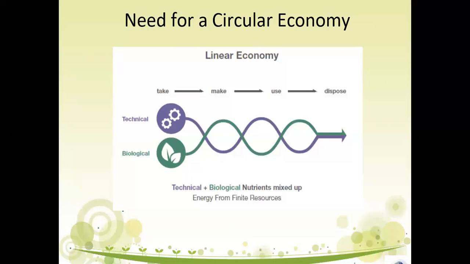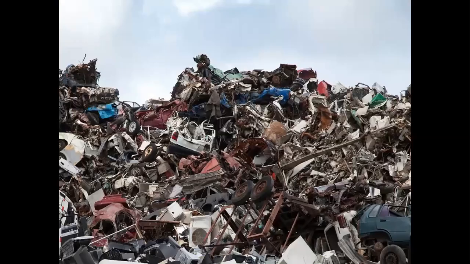So this is what the linear economy is all about currently. You can see you have two cycles, the technical and the biological cycles. We'll talk about that a bit more in detail later. Currently, like I've said, take, make, use, and then dispose. That's a linear economy. This is the outcome of a linear economy, where you're just throwing things out. All these materials, we are saying they're useless, but is it really useless?